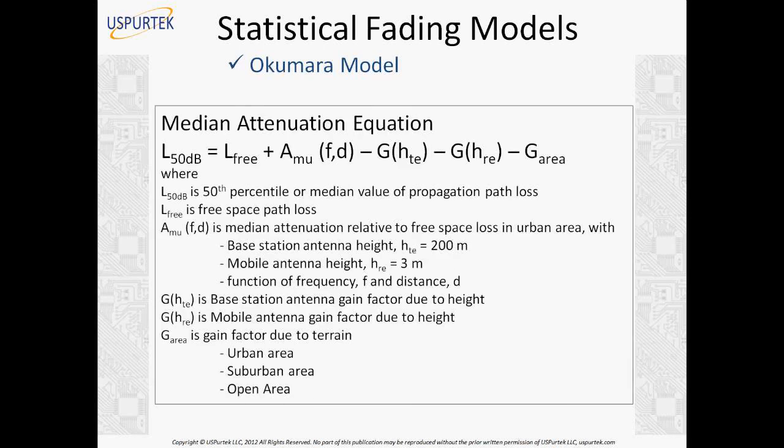Now this is the final equation that we come out with for the Okumura model. Again, you get the 50th percentile. You have a free space path loss L free, which you calculate from the free space path loss equation, and then you have other correction factors here. Median attenuation relative to free space loss in urban area, with base station height and mobile antenna height. These are the boundary conditions here. It is a function of frequency f and distance d. Again, G area is the correction factor due to terrain: urban area, suburban area, and open area. Now these boxes are just for reference. Whenever you really want to do some calculation, you just directly use this equation, look at what correction factors are there, input those values, and arrive at your L50 dB.